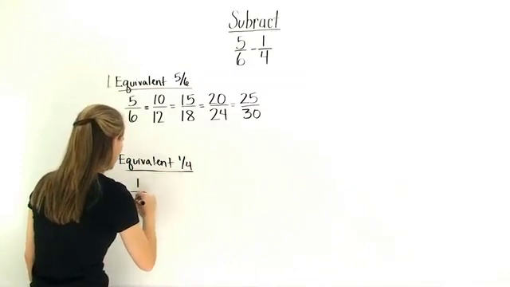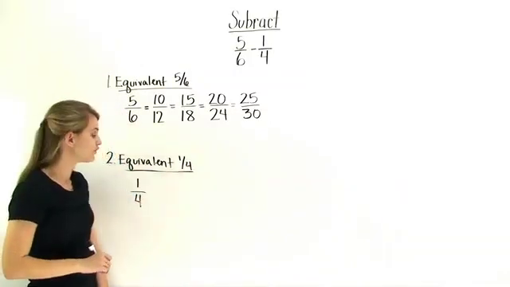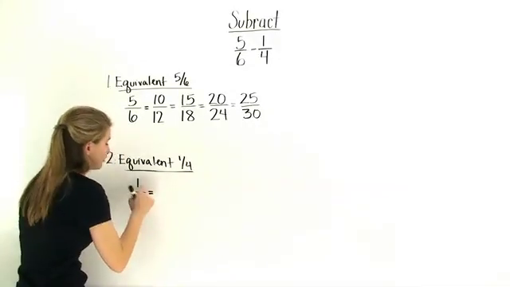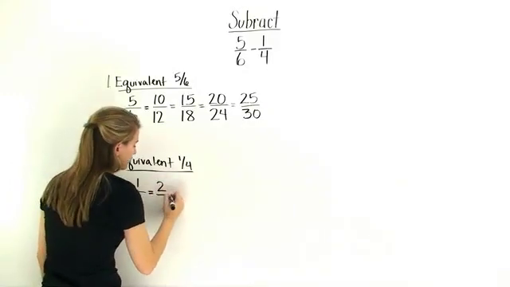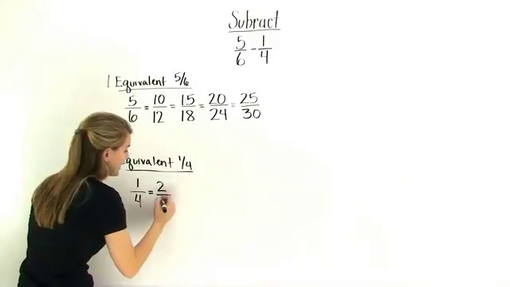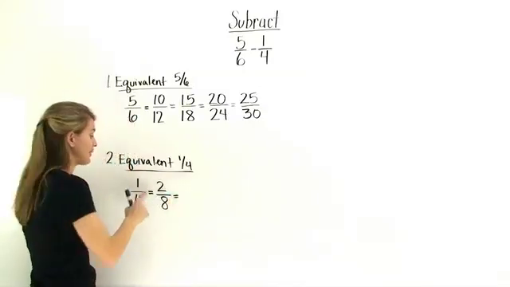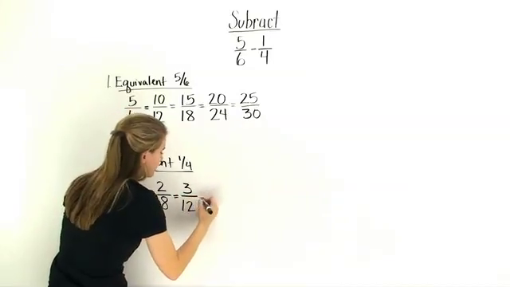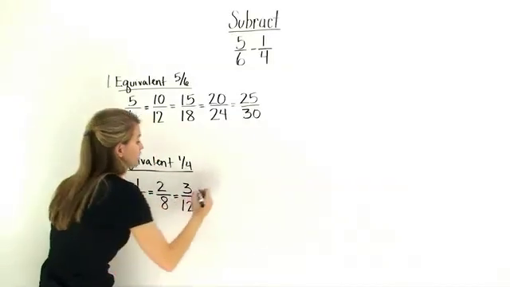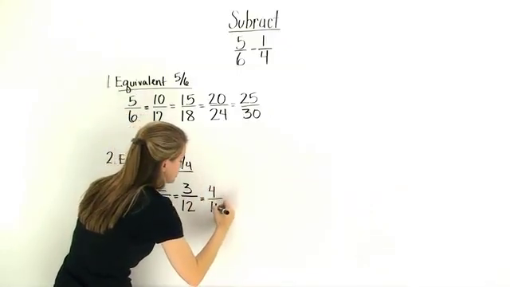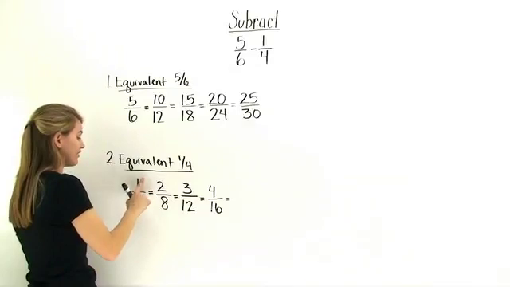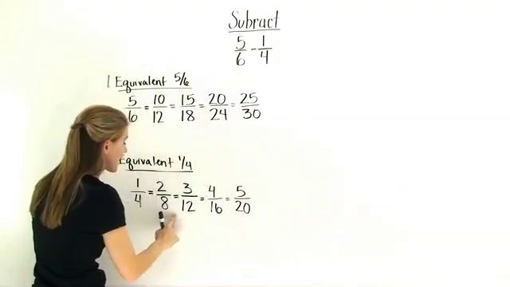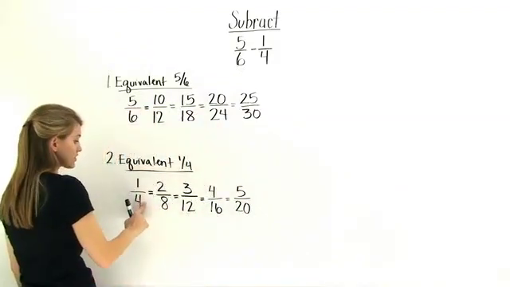To find fractions that are equivalent to 1/4, we can multiply by a fancy form of 1, or some number over itself. If we multiply the numerator by 2, we get 2. If we multiply the denominator by 2, we get 8. Or we could multiply by 3 over 3. We would get 3 over 12. Or we could multiply by 4 over 4, and we would get 4 over 16. Or we could multiply by 5 over 5. We would get 5 over 20. These fractions are all equivalent to the fraction 1/4.